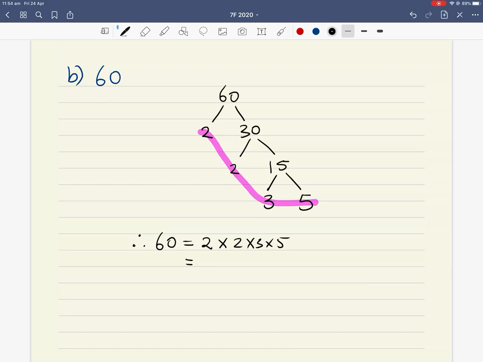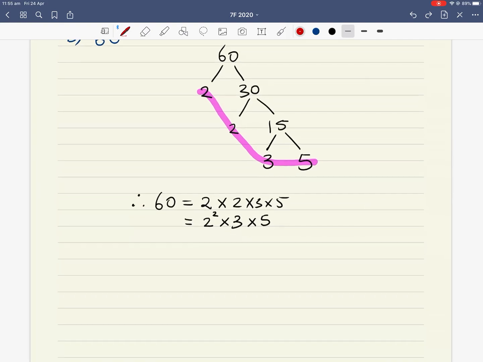Now make sure you make your answer nice and pretty using index laws. So we've got 2 times 2, so that's 2 squared, times 3 times 5. Again, to make it look pretty, you write your base numbers in ascending order, so 2, 3, and 5. Look, in the end though, it really doesn't matter, you still get the same answer.